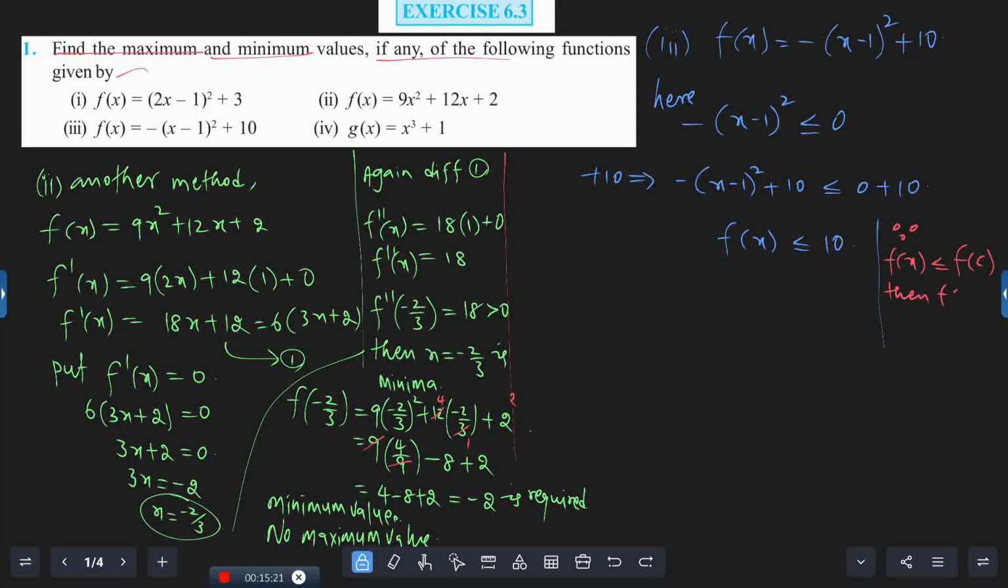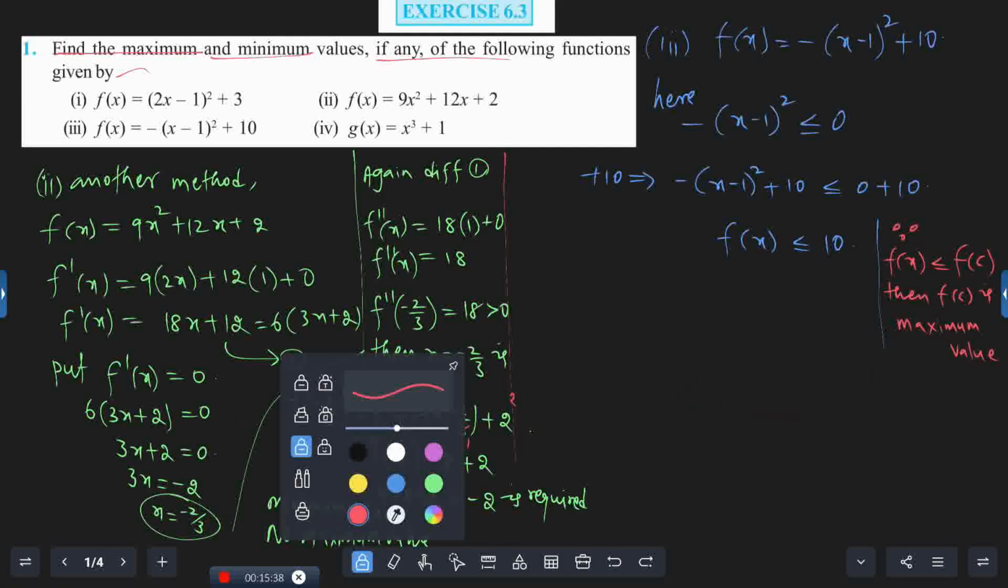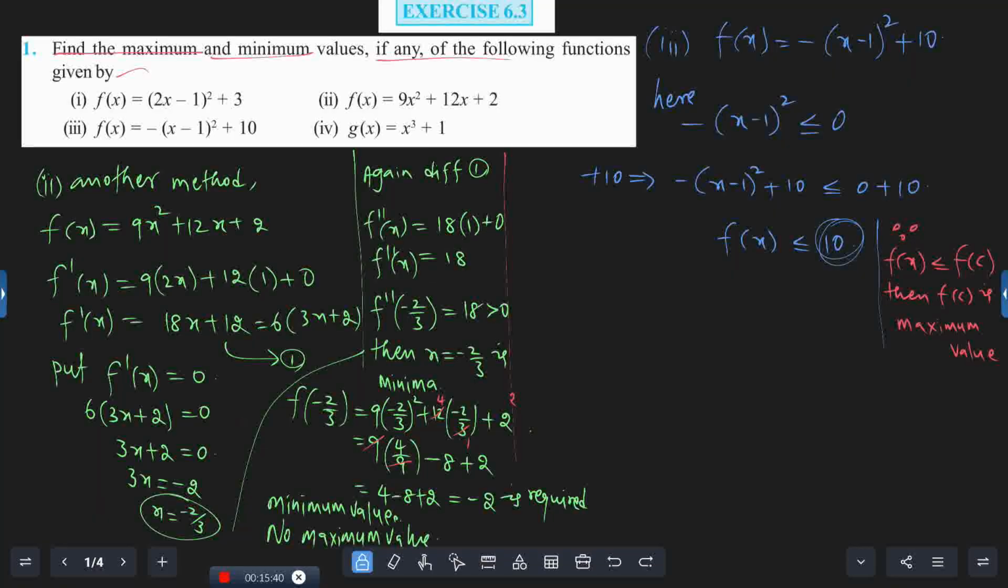Then f of c is the maximum, we have to say. Maximum value. Because f of c we have on the open side. I told you, if it is the open side, greater means maximum, smaller side means minimum, we have to understand. So here 10 is on the open side, which means 10 is the maximum value.